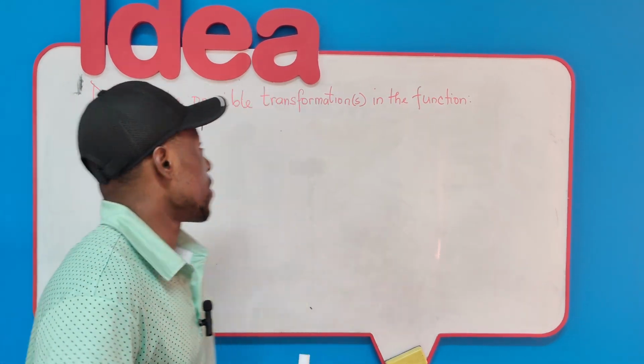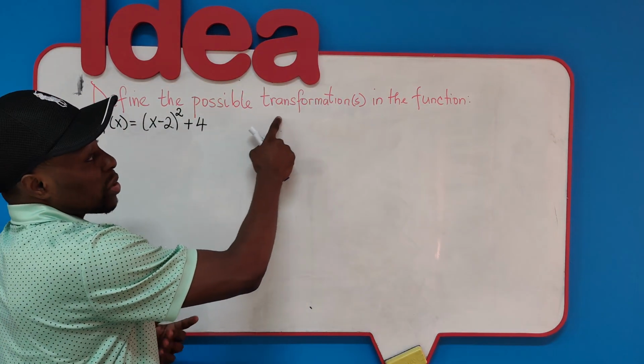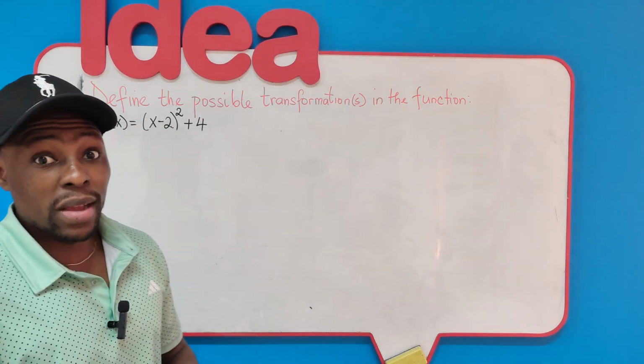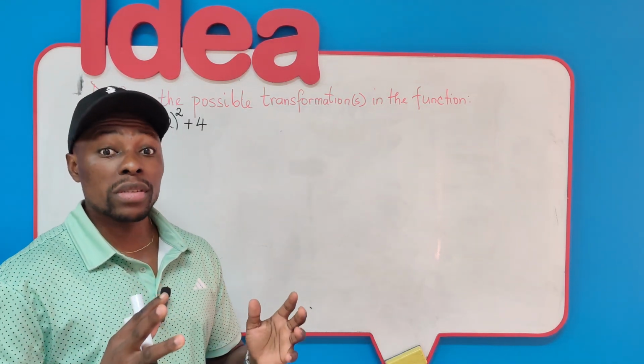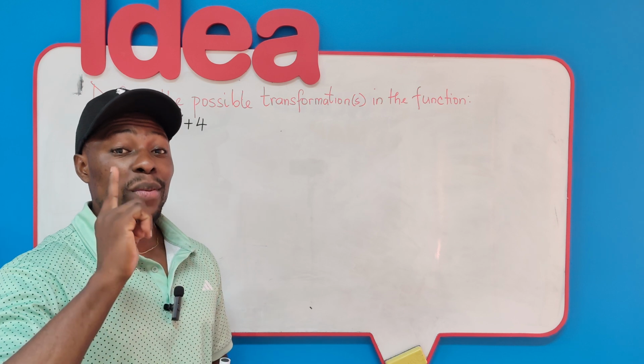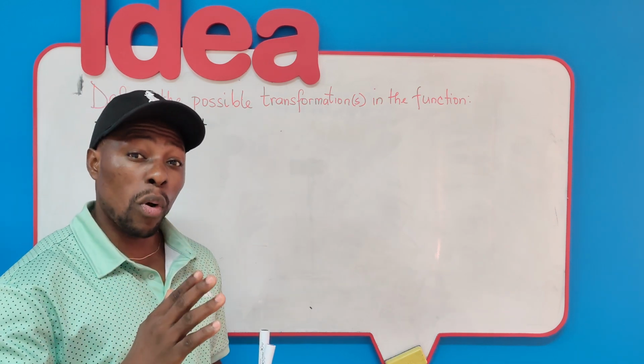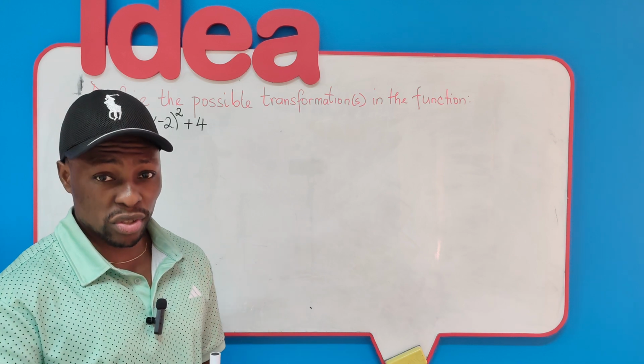Tomorrow will be better. Define the possible transformations in the function this. Dear friends, let me start by saying that when it concerns transformations, it's very important to understand all the transformations that exist and most importantly to know each of their equations, all right?